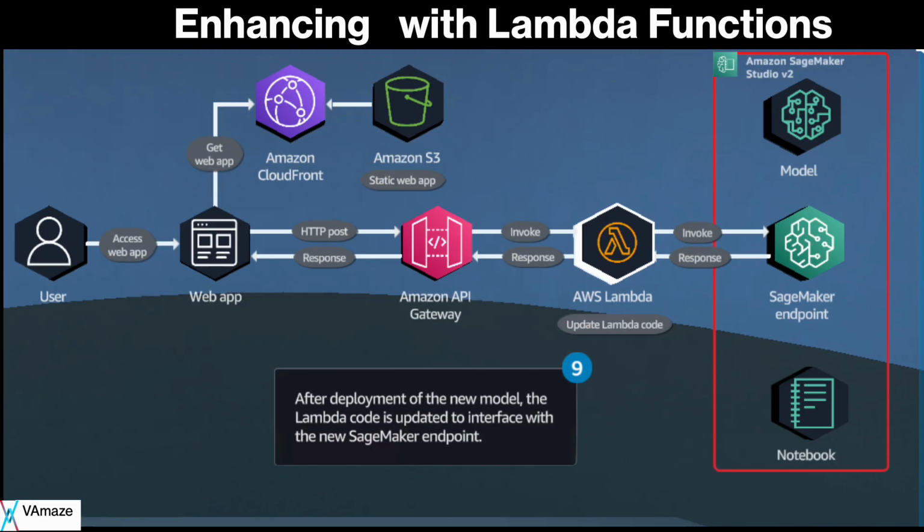To enhance our application functionality, we'll integrate AWS Lambda. The Lambda function will handle the data processing and request routing between our web application and the SageMaker endpoint. We'll create a Lambda function that receives the request from the web app, processes the data, and sends it to the endpoint. The function will then handle the response and return the prediction to the web application.